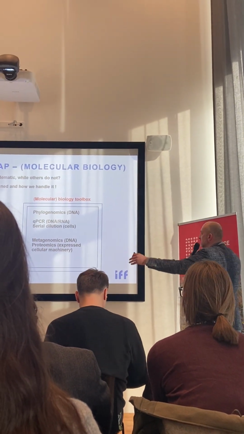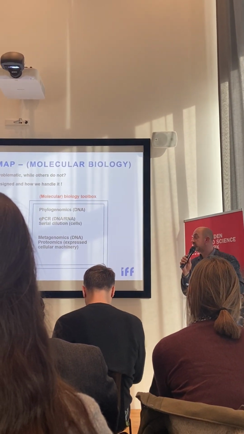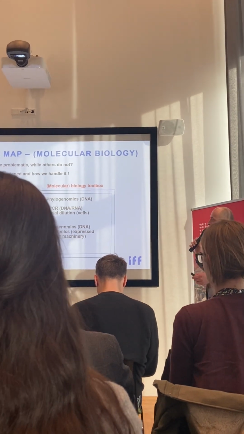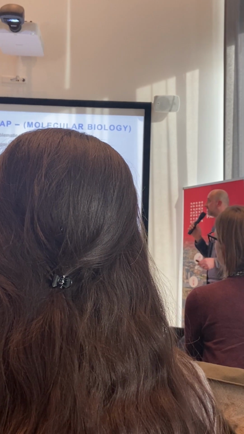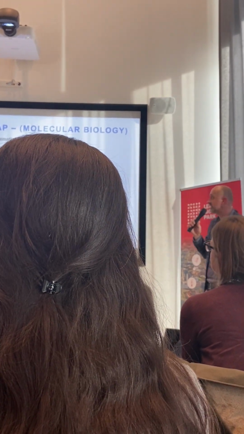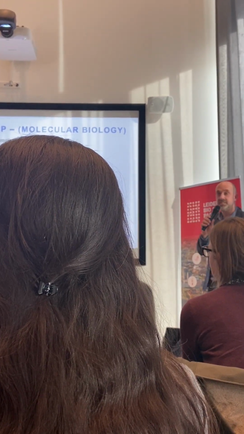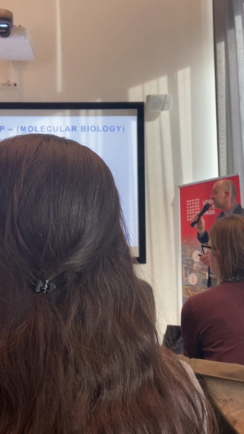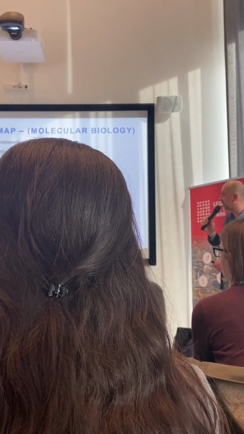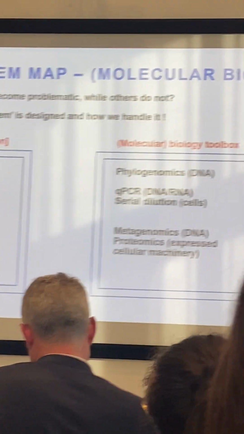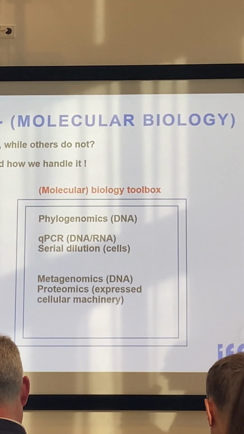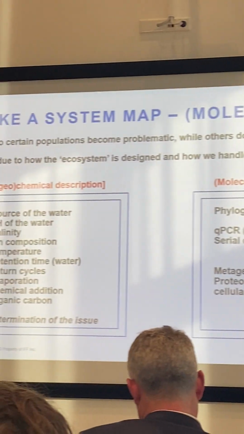On the left-hand side, you see the geochemical description of the things that we can do. You can look at the source of the water. What is the acidity, the salinity? What is the ion composition? The temperature? Is there a retention time? For example, is the set-through of a tank high or is it low? Are there return cycles? Is there evaporation in place? Do we add certain chemicals or organic carbon? If you do that, you basically describe for each of your elements a particular ecosystem.